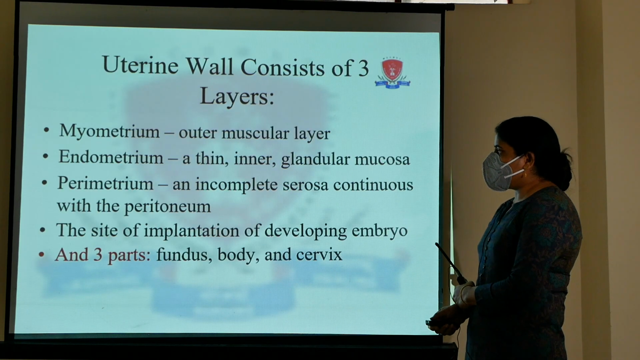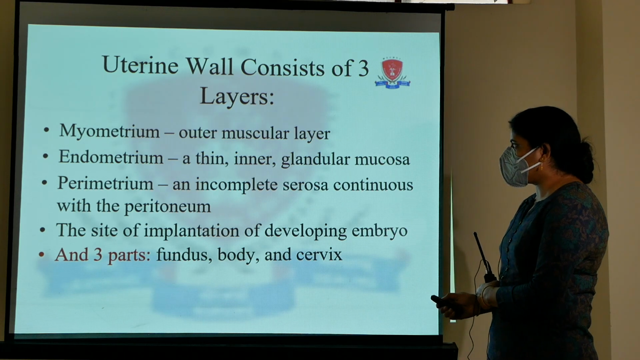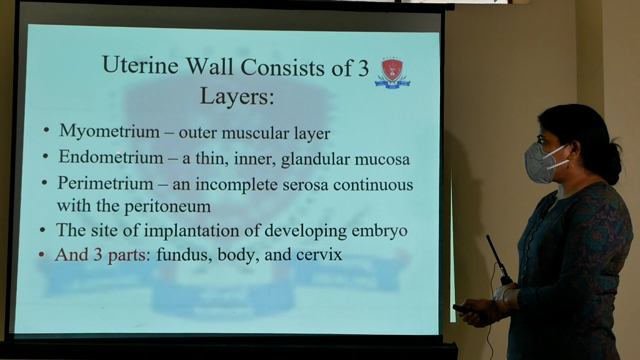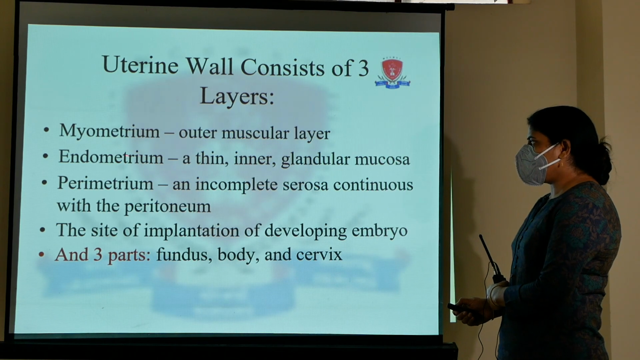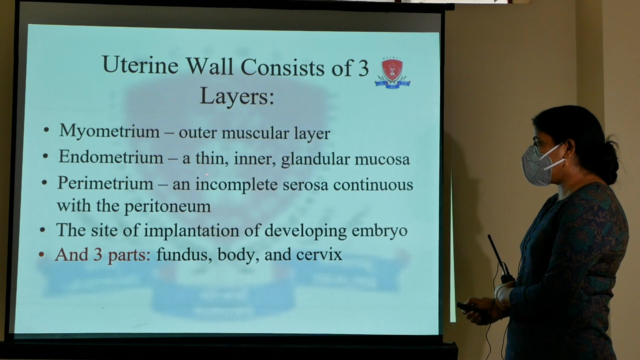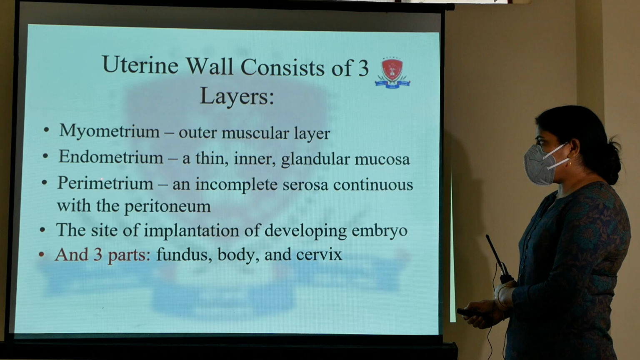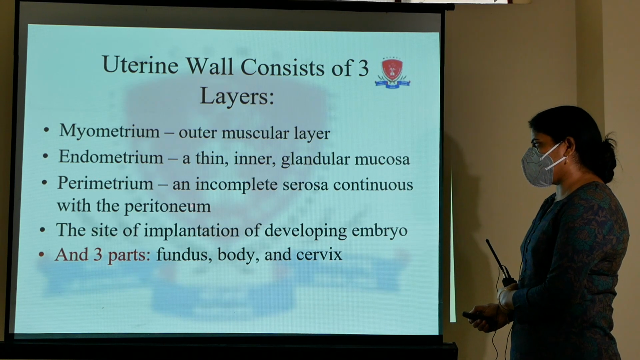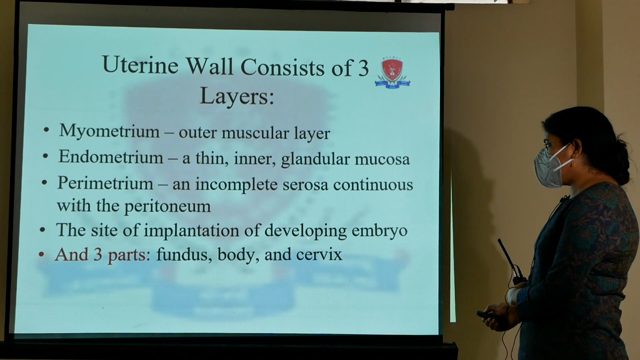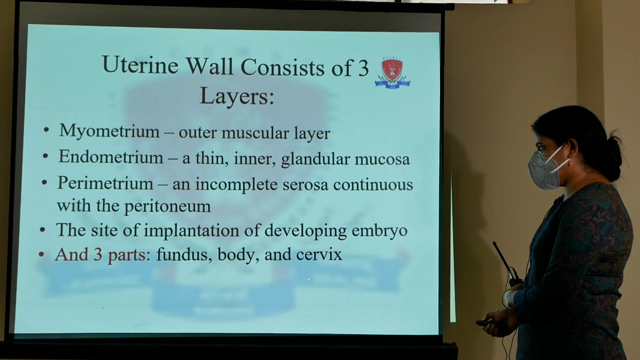The main membranes present inside the uterus, or the uterine wall, consist of 3 layers. The first one is the myometrium, the outer muscular layer. The endometrium is the inner, thin layer, a glandular mucosa. The perimetrium is the outer layer, an incomplete serosa continuous with the peritoneum. The endometrium is the site of implantation of the developing embryo. The 3 parts of the uterus are the fundus, body and the cervix.